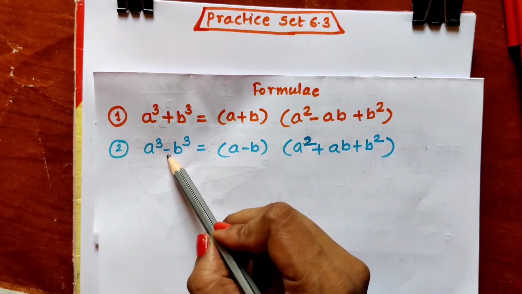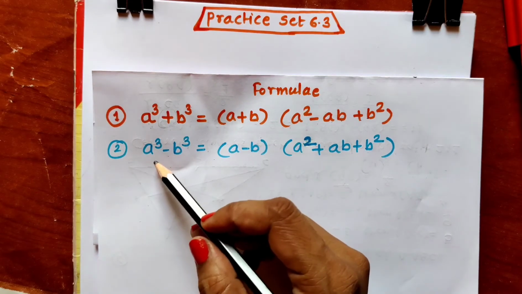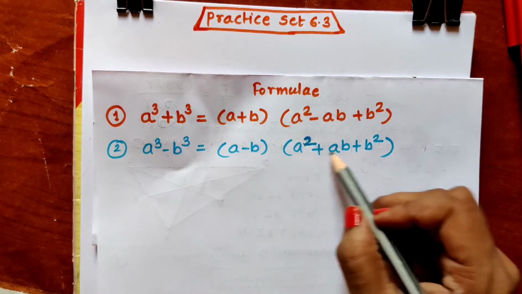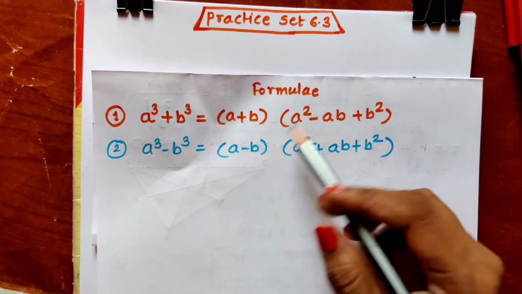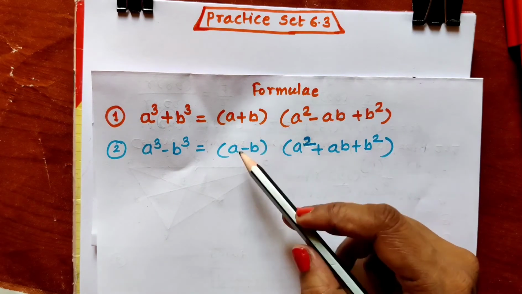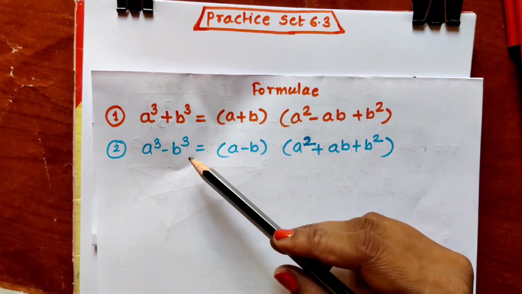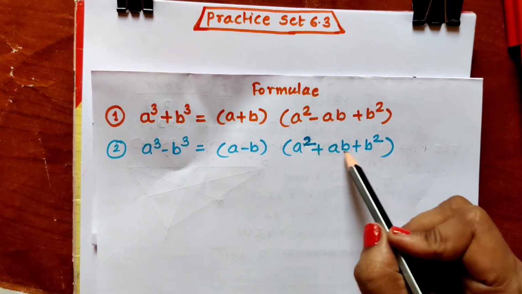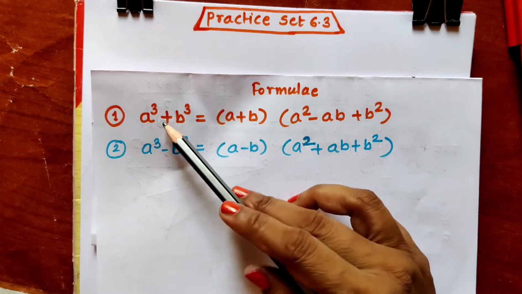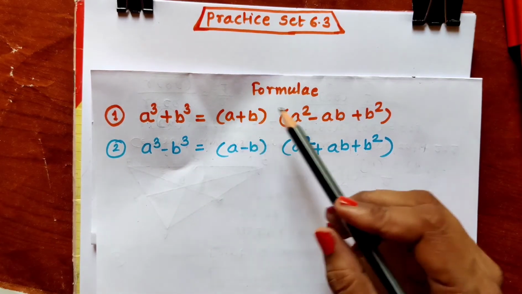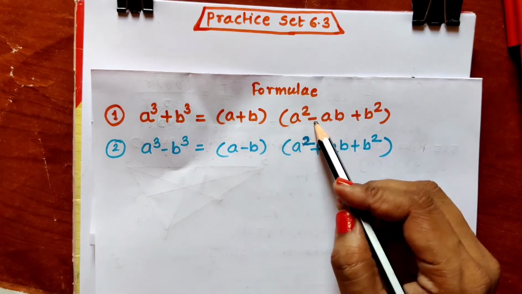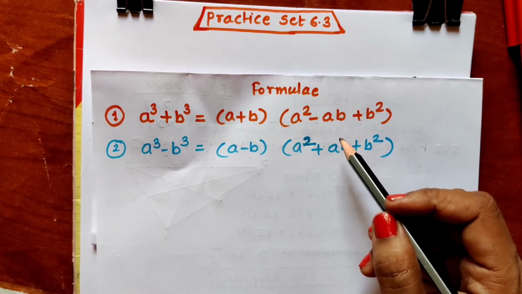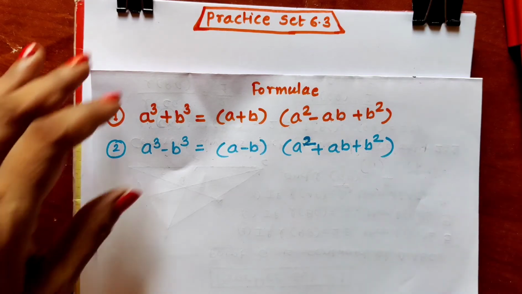But when minus is there, when subtraction is there, then we have to write minus sign in the first bracket, and in the second bracket all signs are plus, otherwise the formula is same, all the terms are same. Only you have to remember that when minus is there, first bracket minus sign and second bracket plus signs, and when plus is there, first bracket plus sign, and in second bracket first sign minus, second sign plus. Otherwise application of the formula and everything is same. So let us see the first sum.